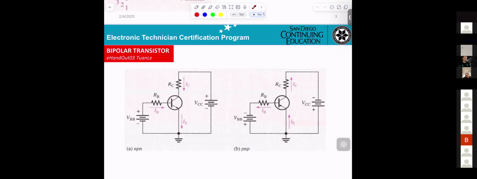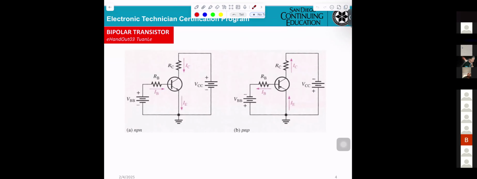Same thing for this PNP, they need also two power supplies. Only thing is, power will be different polarity. This is the negative here, positive here, and the current IB going out. Okay, and this is the power supply VCC, negative, positive, and the current leaving. And IE coming in. I hope that will make it more clear for everyone.